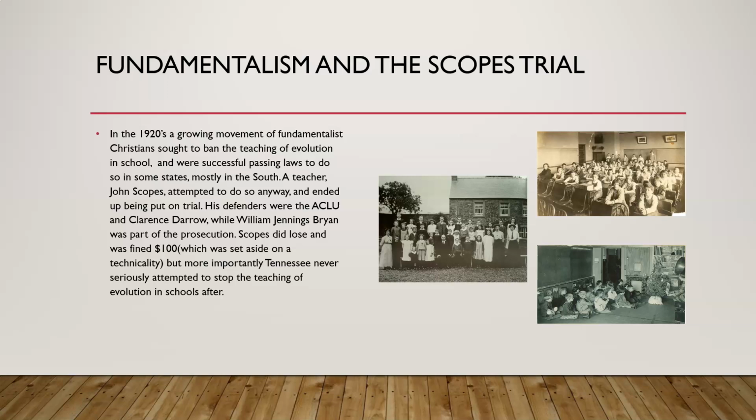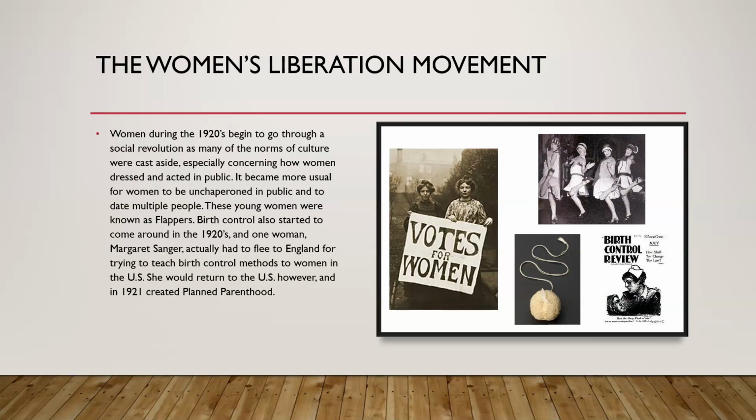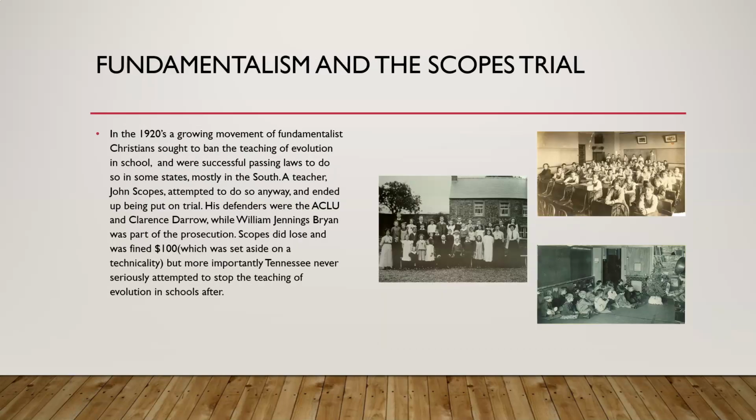He's put on trial because he's doing something that's against the law. He does get some high-powered attorneys to work for him, to defend him. And in the end of the battle, he does lose his case. He loses the trial. He was told that he was going to have to pay a $100 fine, which in the 1920s was a lot of money. But it was never enforced that he had to pay that.